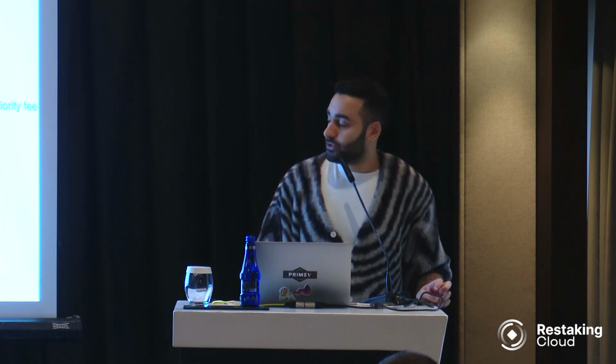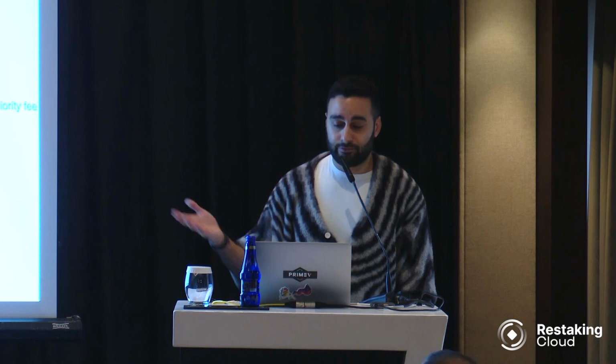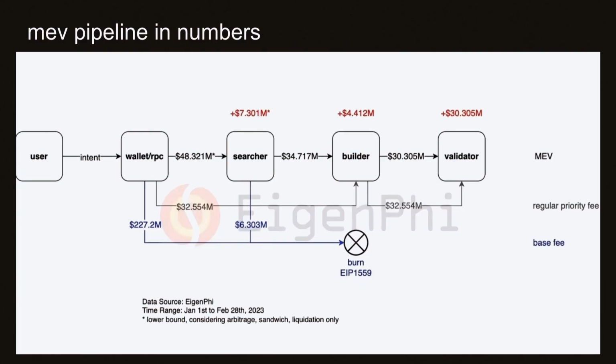So here's a chart from EigenFi, I believe, that puts some dollar figures from January and February of this year on the MEV pipeline. You see pretty much $48 million go down this funnel, and every piece of the stack, on chain at least, makes some money from this pipeline.